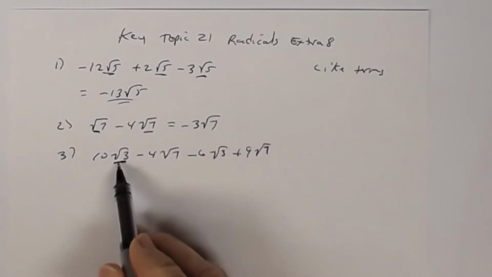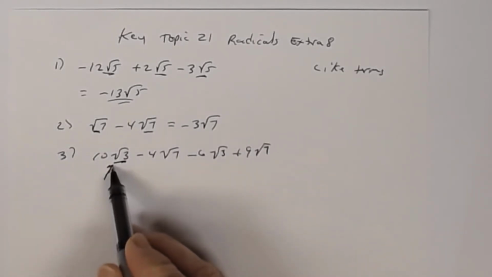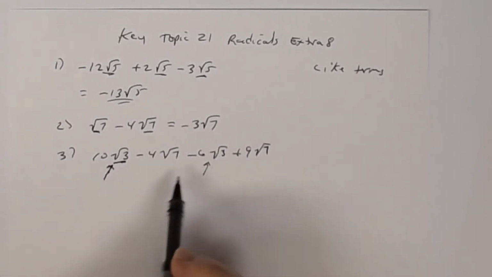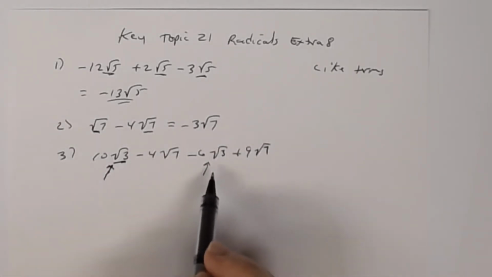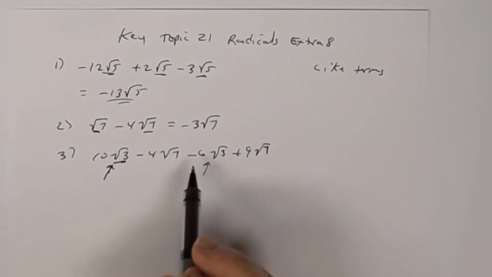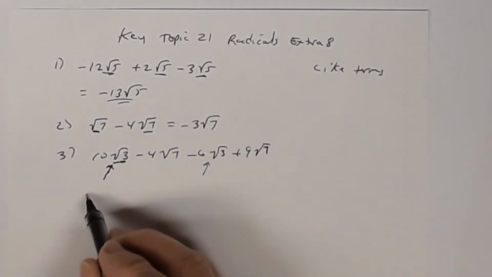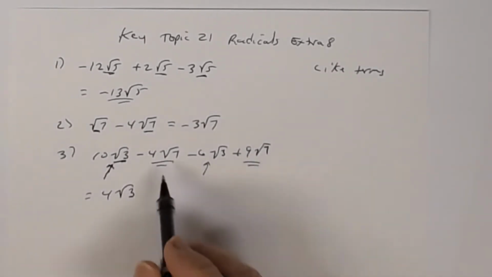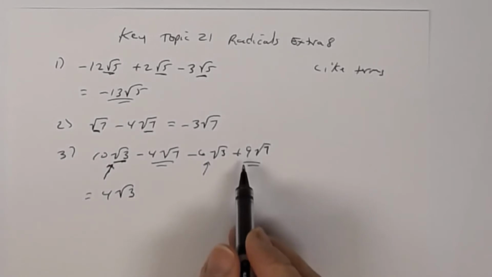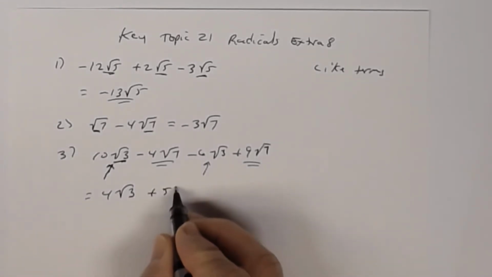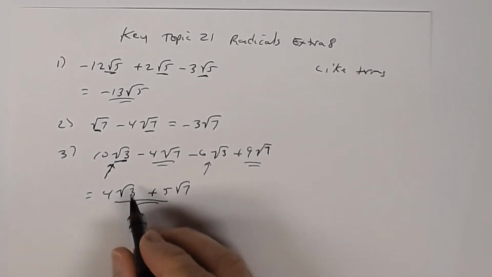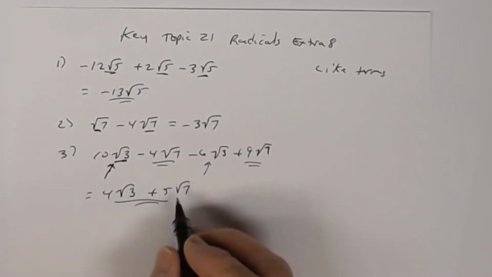So let's look at the square root of 3. This term right here and this term right here are like terms because those two terms that have arrows pointing to them have the same index and the same radicand. So 10 square root of 3 and a negative 6 square root of 3 is 4 square root of 3. And then if you look at the square root of 7s, you have a negative 4 and a positive 9. So that's a positive 5 square root of 7. So that's the answer for that one. Now those are not like terms because even though they have the same index, the radicands are different.